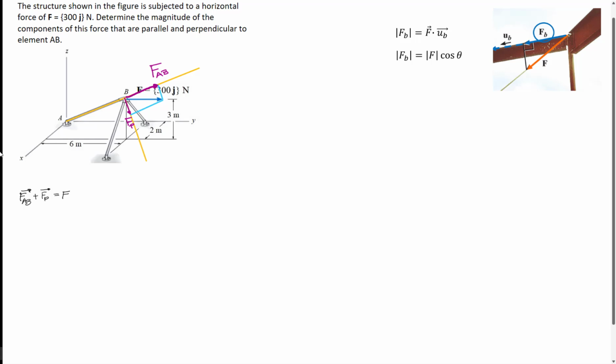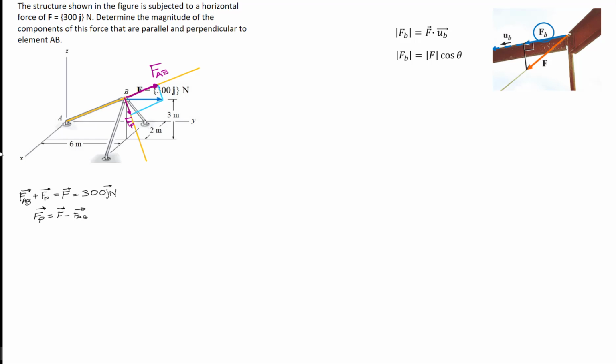the magnitude of the force. In this case, we know that it is 300 newtons, j. FP, the perpendicular, is equal to F minus FAB.